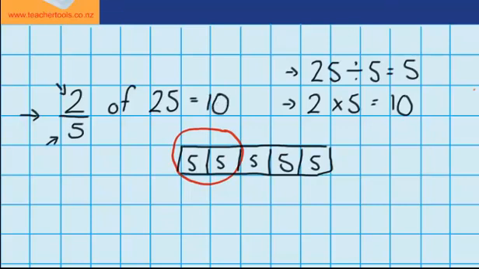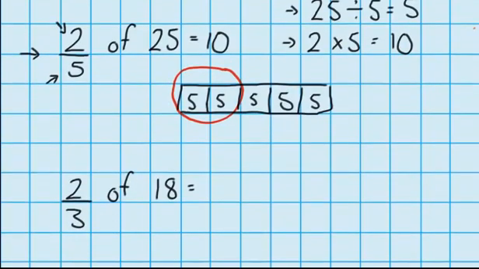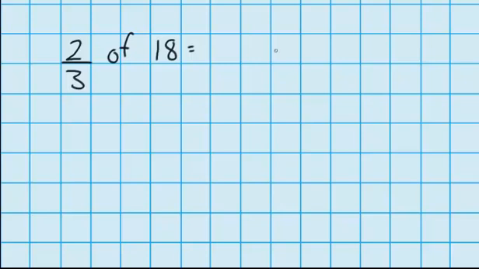Let's try another question. This time I've got 18 candles which are shared around a cake, and I want to work out how many candles are on 2/3 of that cake. So my denominator says I need to cut my cake into 3 pieces. So here's my cake. Again, I'm just drawing a rectangle and splitting it into 3 pieces. And my numerator tells me I'm interested in 2 pieces. So I'm going to circle 2 pieces here.